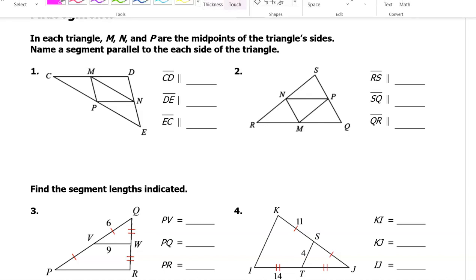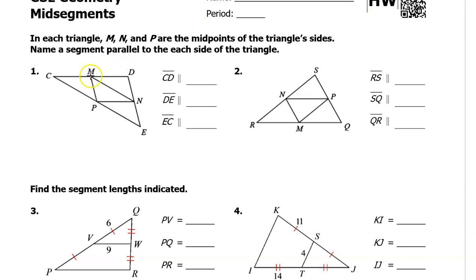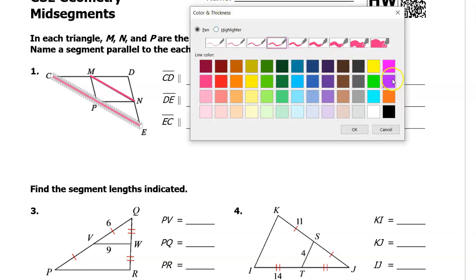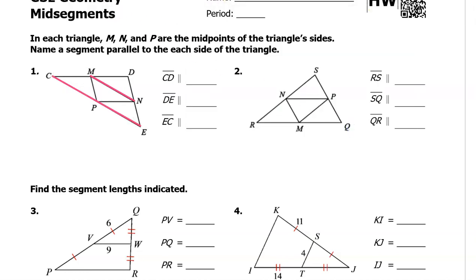Now here's one key thing that you need to know about a midsegment. A midsegment is going to be parallel to the opposite side. So midsegment MN is going to be parallel with side CE. In the same way, let's look at another midsegment. All right, how about midsegment PN? That is going to be parallel to CD.